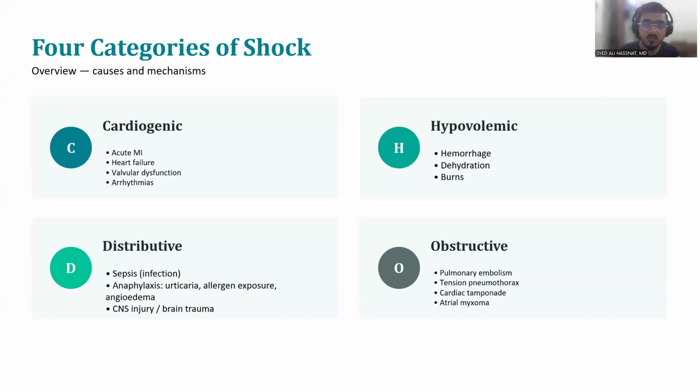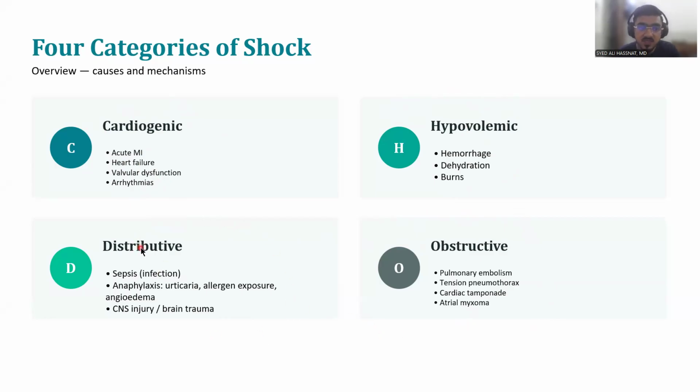So what are the different types of shock? The broad categories are cardiogenic, hypovolemic, distributive, and obstructive shock. I have written some of the causes. I'm not explaining the causes, I'm just briefly reviewing them. These are the causes of cardiogenic shock. These are the causes of hypovolemic shock. These are the causes of obstructive shock, and these are the causes of distributive shock.